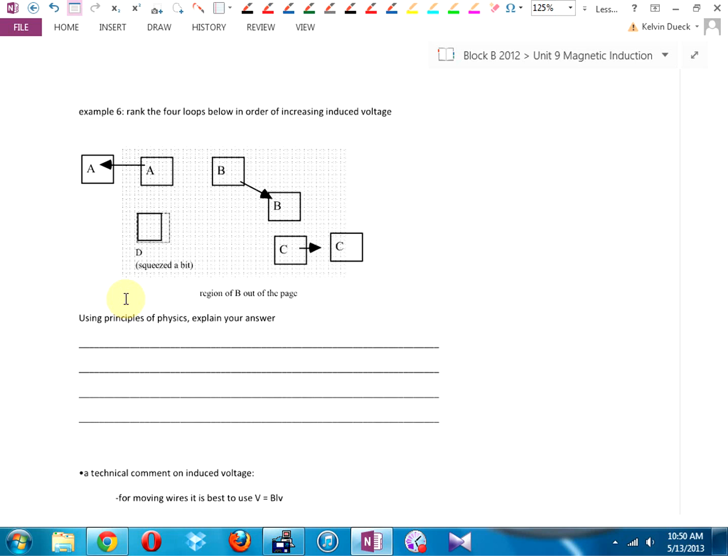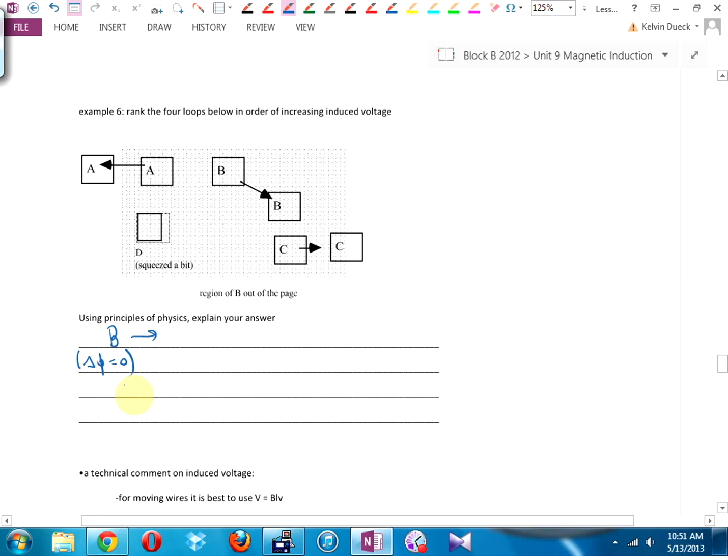I don't think it's D. Why B? Is its area or magnetic field changing at all? So is its flux changing at all? So how many volts are in B? 0, because change in flux is 0. I think the smallest was going to be B. You can put in brackets why. Change in flux equals 0.